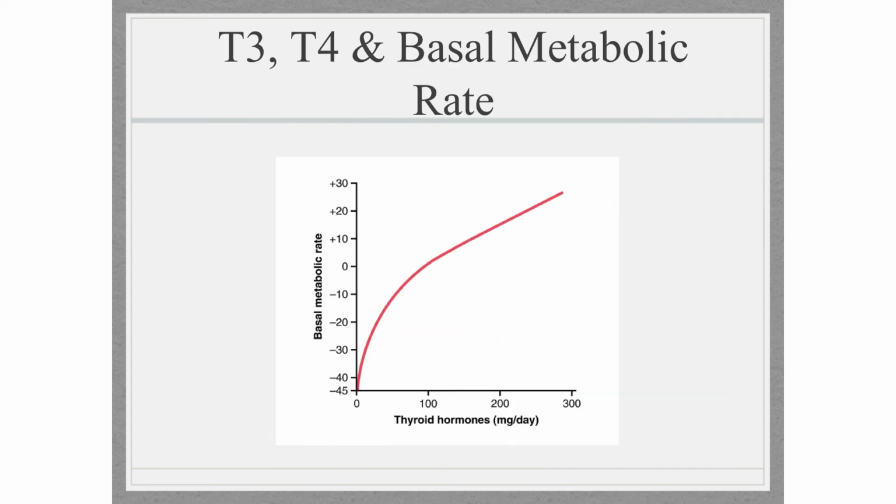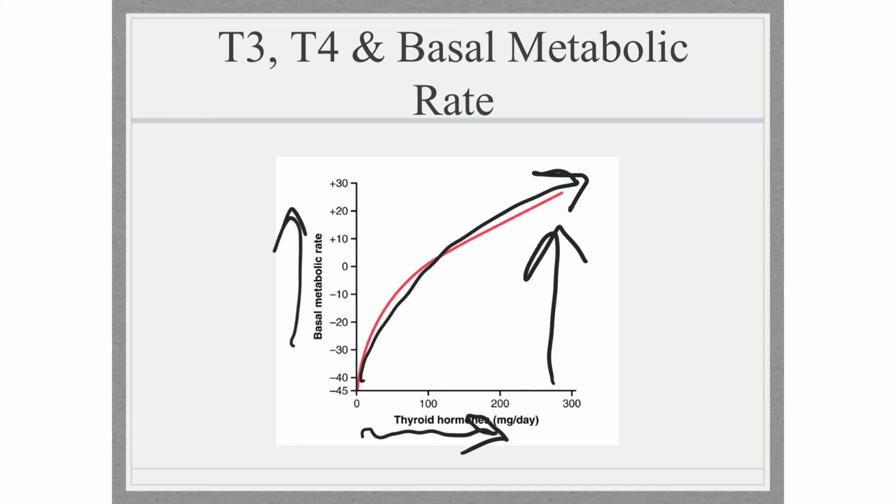This is just a simple graph showing you your resting metabolic rate, so how you utilize energy, and that level is going up when we look at level of thyroid hormones down on the x-axis. So as thyroid hormones increase, we also see that metabolic rate increases. So T3, T4 are thyroid hormones, are metabolic. The more we have in circulation, the greater the metabolic rate.